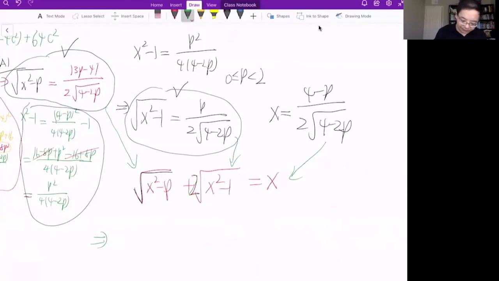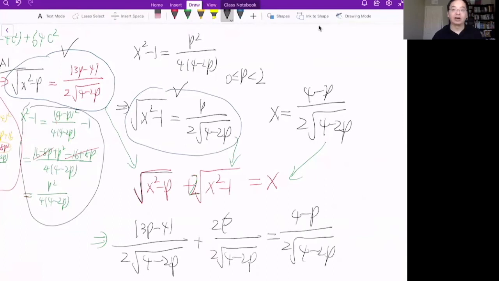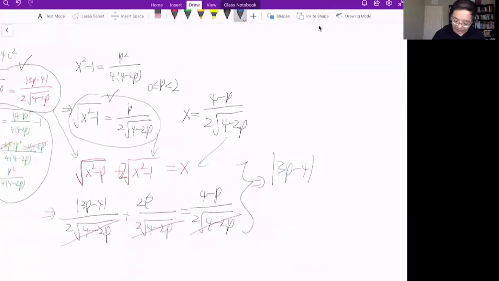All right, so then I have 3p minus 4 over 2 times the square root of 4 minus 2p, plus this is p over 2 times the square root of 4 minus 2p, and this is 4 minus p over 2 times the square root of 4 minus 2p. Okay, right? So this is what we have. Okay, good. Now we can just cancel, cancel, cancel. And finally, this gives me the absolute value of 3p minus 4, plus 2p equals 4 minus p. Okay, so it's the absolute value of 3p minus 4 equals 4 minus 3p, right?